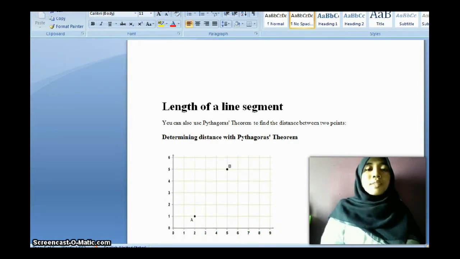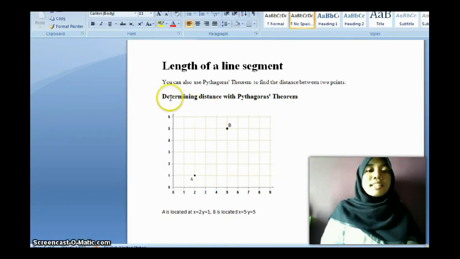Then, length of a line segment. We can also use Pythagoras theorem to find the distance between 2 points, which are A and B. A is located at x is equal to 2, y is equal to 1. B is located at x is 5 and y is 5.